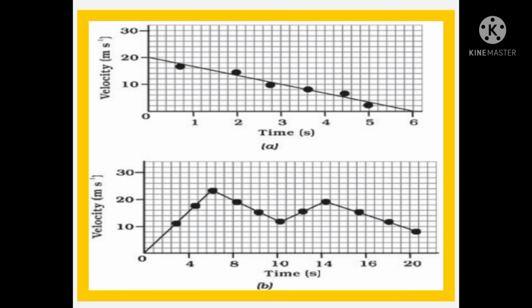In the case of non-uniformly accelerated motion, velocity time graphs can have any shape. Figure A shows a velocity time graph that represents the motion of an object whose velocity is decreasing with time, while figure B shows the velocity time graph representing the non-uniform variation of velocity of the object with time.